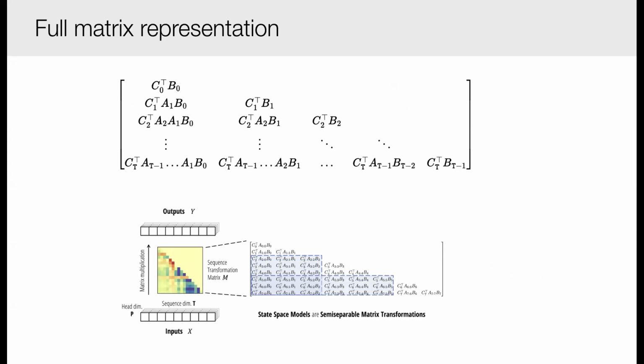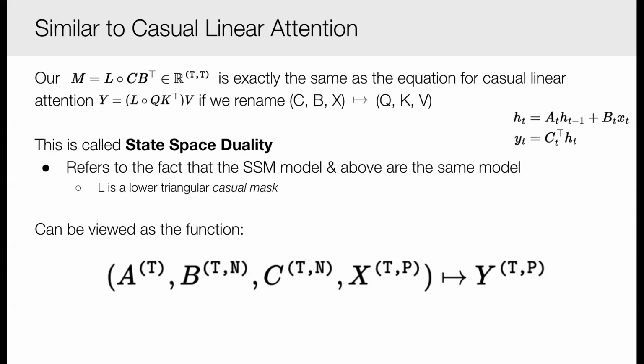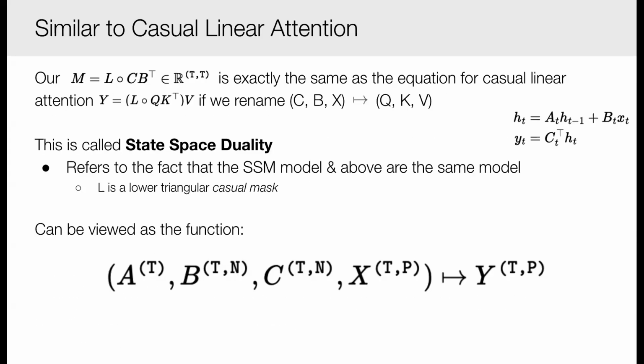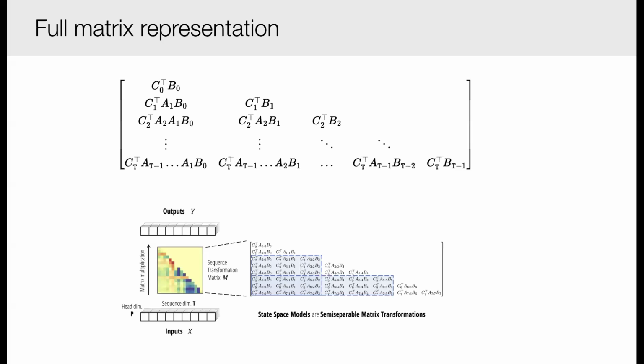This is heavily dependent on the last lecture. Basically, your full matrix representation is taking M, from the equation earlier, where M is your L, which was this, multiplied by your C and B. And this is your full matrix representation of a state space model. You're taking your inputs, putting them into this lower triangular matrix, and getting your outputs.